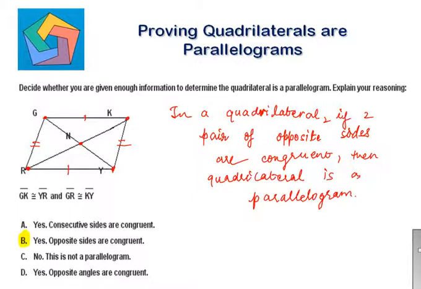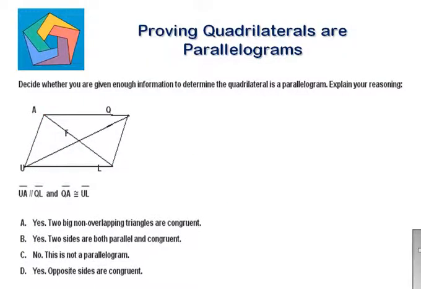Next problem. Decide whether you are given enough information to determine the quadrilateral is a parallelogram. Explain your reasoning. We have here the quadrilateral AQLU and the diagonals are intersecting at the point F. It's given that segment UA is parallel to segment QL and segment QA is congruent to segment UL. One pair of opposite sides is parallel and one pair of opposite sides is equal.